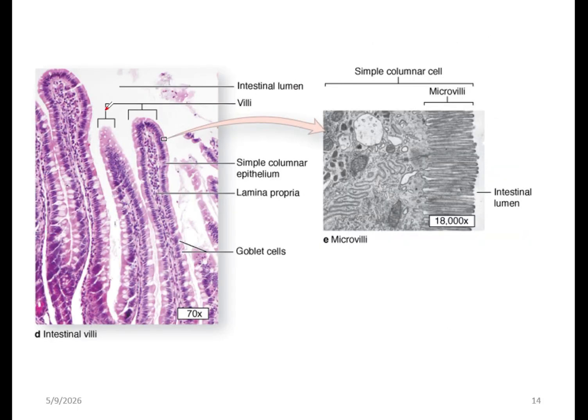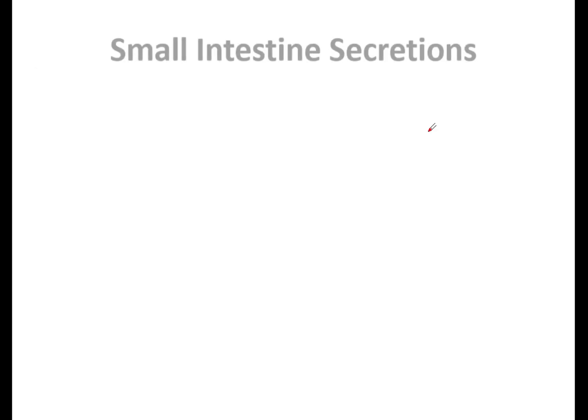Next, this part is the villi, and it is a simple columnar epithelium. The goblet cell is also present. At 18,000x you can see the microvilli. This part is the microvilli, right?